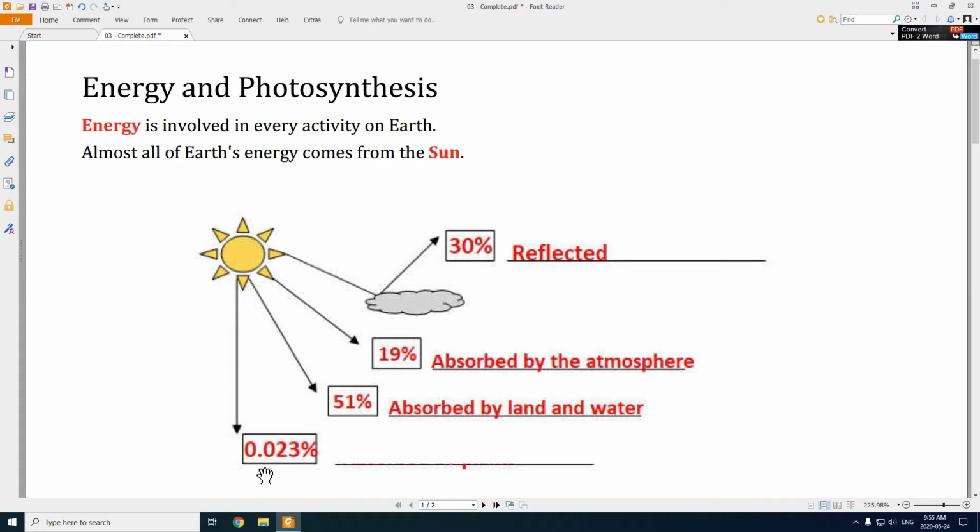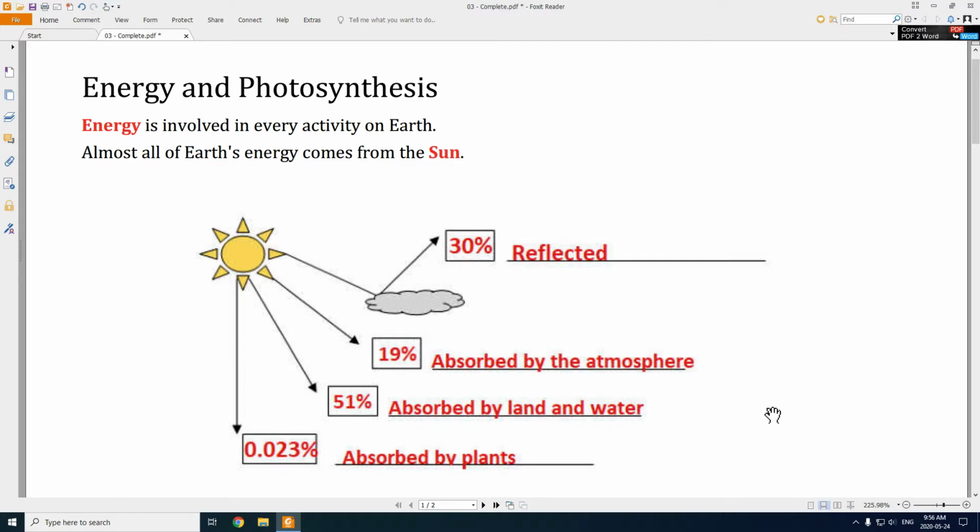And only 0.02% of the energy, so far less than 1% of the energy that's hitting the Earth from the sun, far less than 1% of the sunlight, is actually absorbed by plants. So if you think about every single plant on Earth, every blade of grass, tree, bush, all of those combined are only absorbing 0.02% of the sunlight that's hitting Earth. And that sunlight is what's allowing those plants to grow.